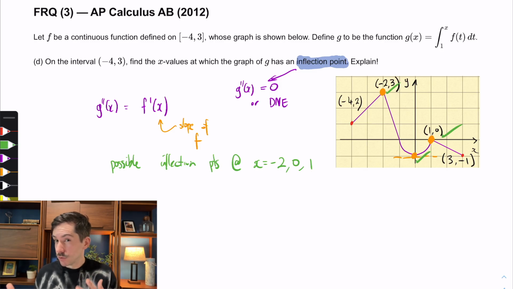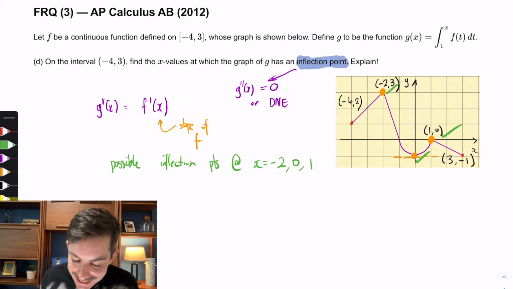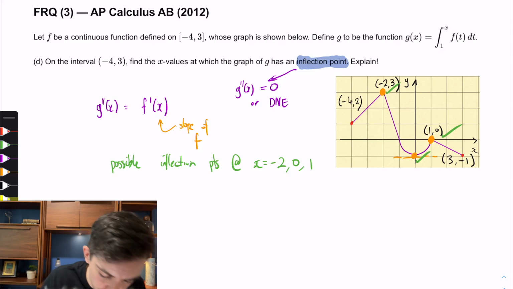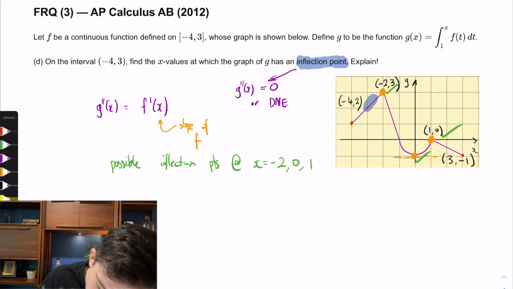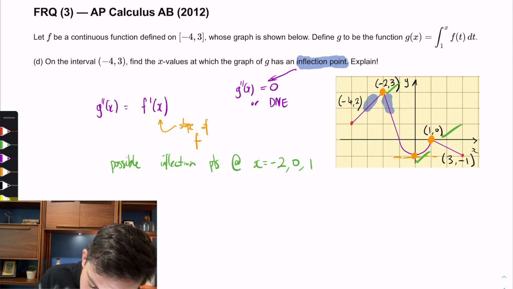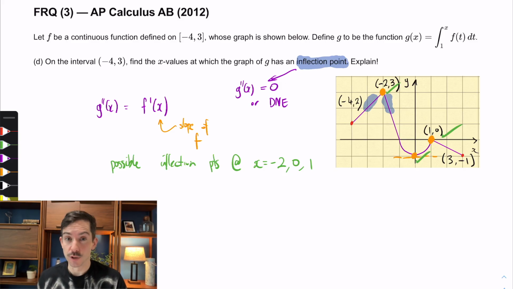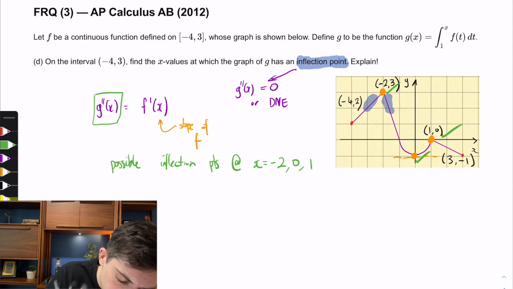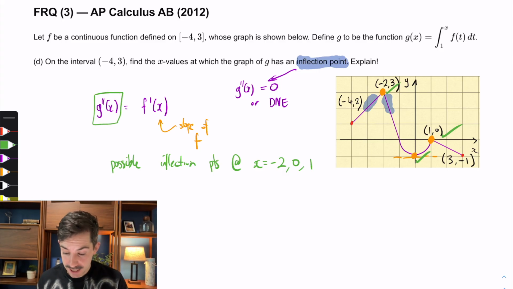Well, are they all inflection points? How am I going to explain and justify? That's what's left for me to do. Well, notice that on either side of these three x values, g double prime, f prime, is changing sign. So here, on the left of x equals -2, the slope of f is positive. And on the right-hand side of x equals -2, the slope of f is negative. So that means that g double prime is changing sign.